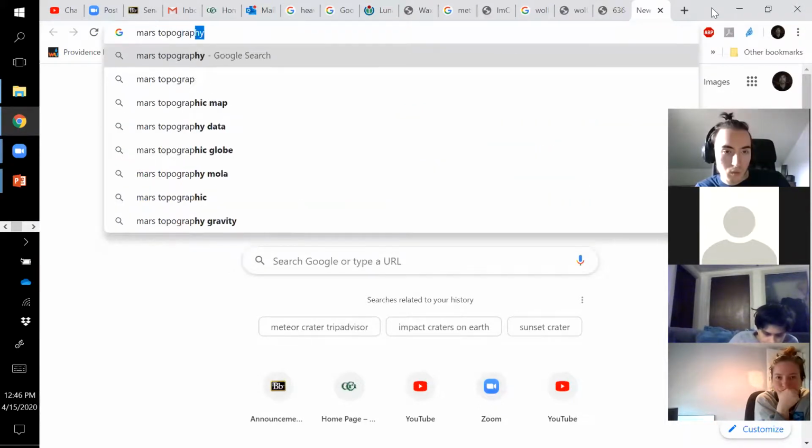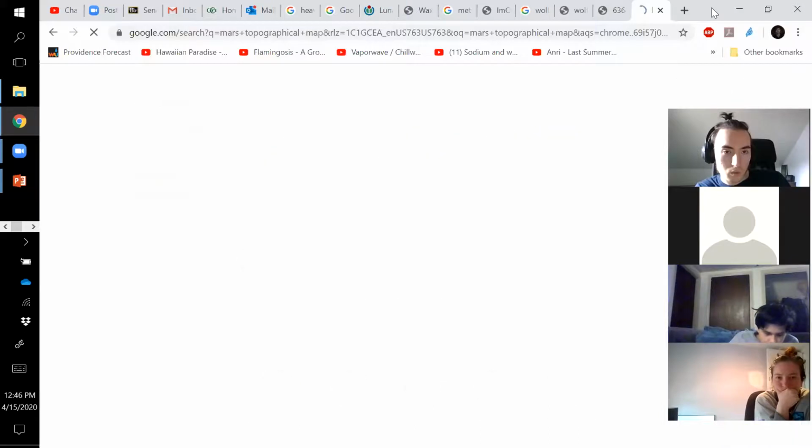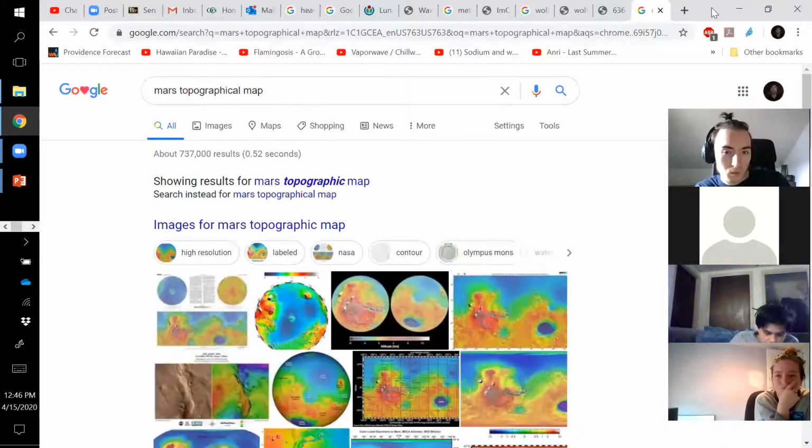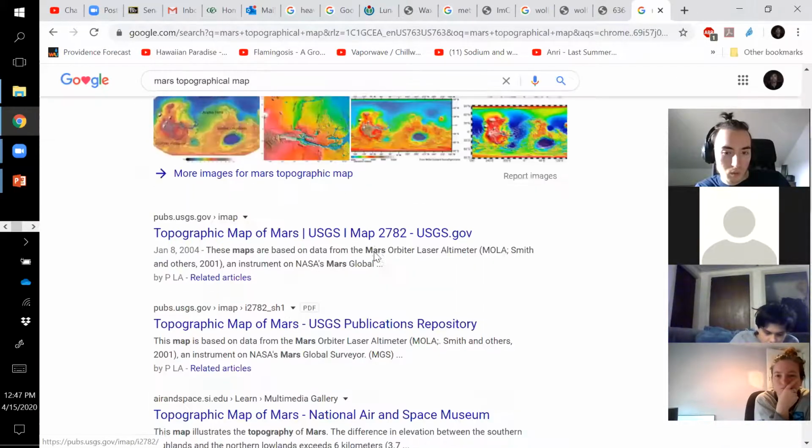Mars topographical map. I think we are... must those be even getting close enough to being big enough to like screw with the Earth's axis tilt?